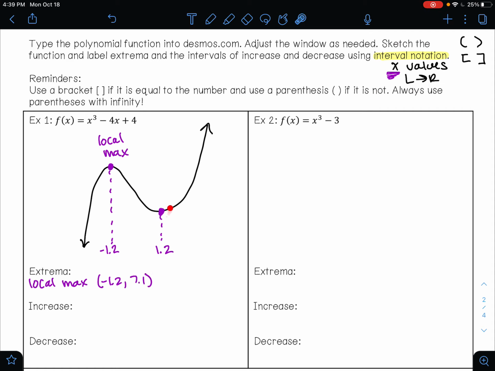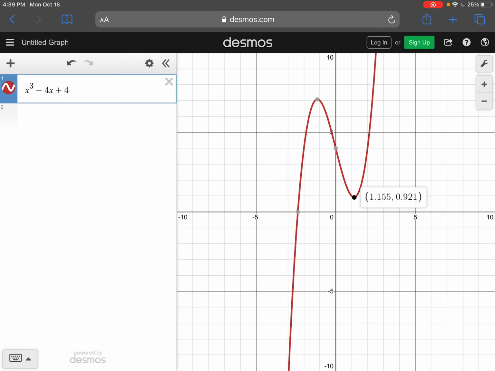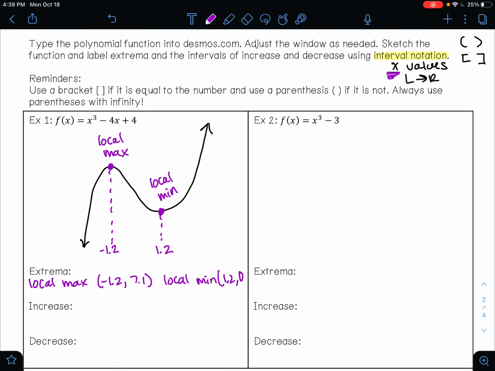Is this point right here a maximum or a minimum? It's a minimum. Is it absolute or local? Well, my graph does get smaller than this point right here, so that makes this a local minimum. And that local minimum occurs at the point 1.2. And then if I round that to the nearest tenth, that's 0.9. So those are my extrema, your maxes and your mins.